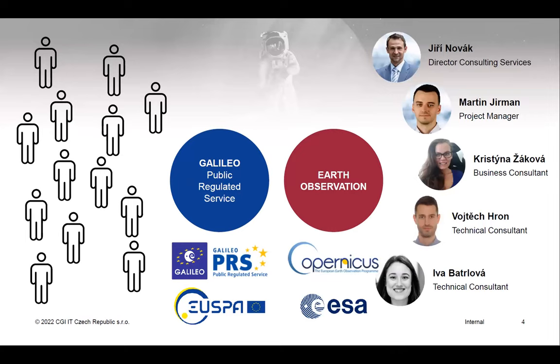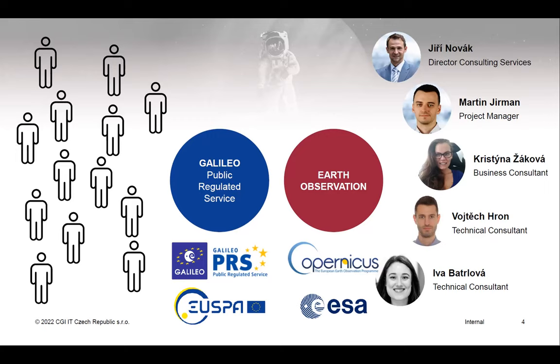In my team, even if we are a big corporation, even if we have many offices in Europe, here in Prague we have approximately around 20 people. Most of them work in the Holešovice district, where the location of USPA, the European Agency for the Space Program, is, and they are focusing on public regulated services. So services which are typically used by special entities, which have access to coding services provided by the European Navigation System.